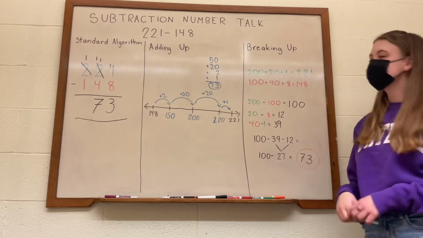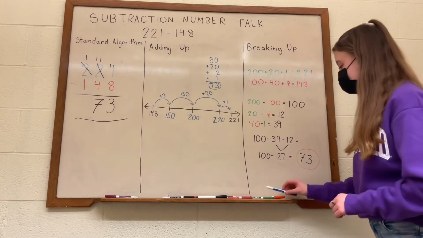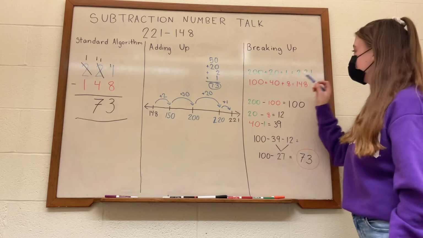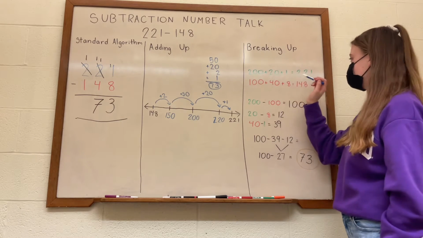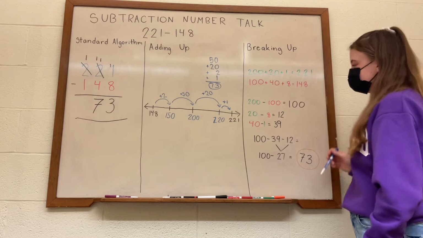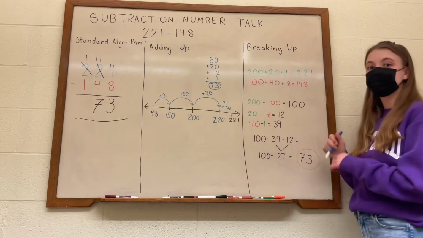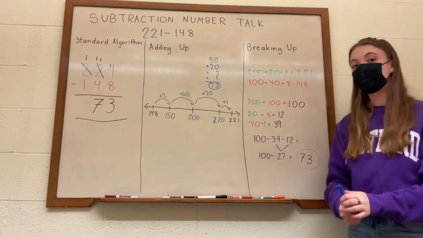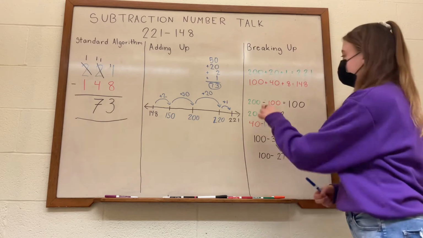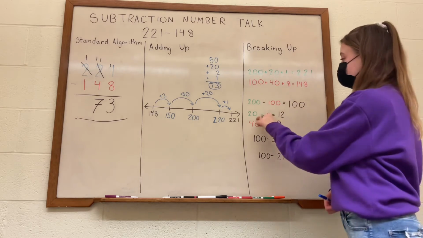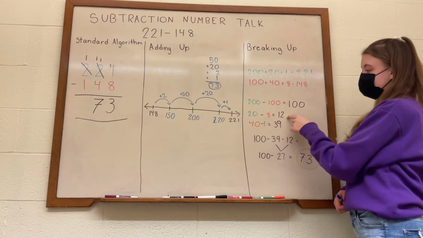And the last strategy is breaking up the number. So 221 is broken up into 200 plus 20 plus 1, and 148 is 100 plus 40 plus 8. And then you can basically just take pieces of both of these numbers and subtract them however you want, so it makes sense.